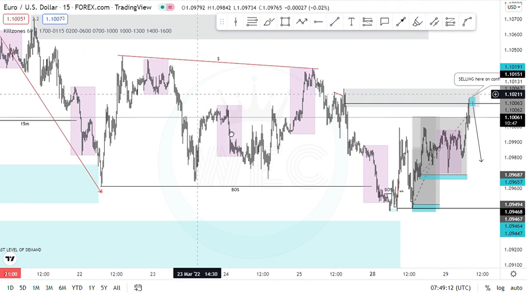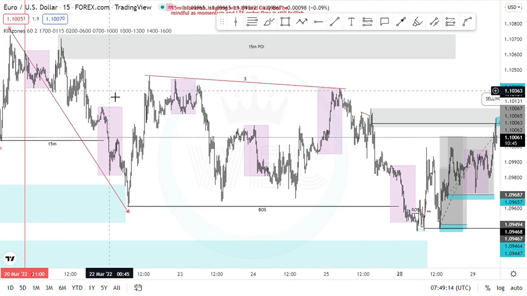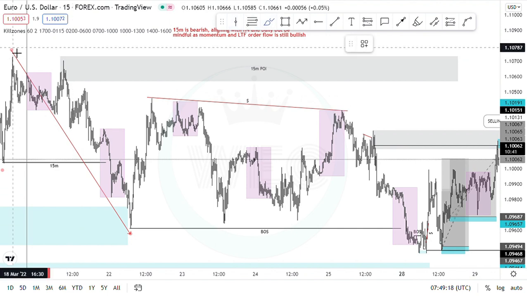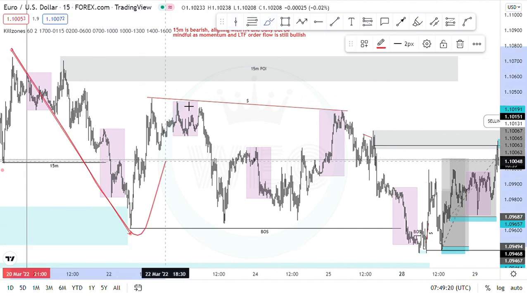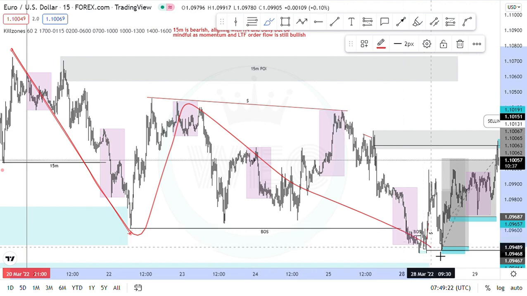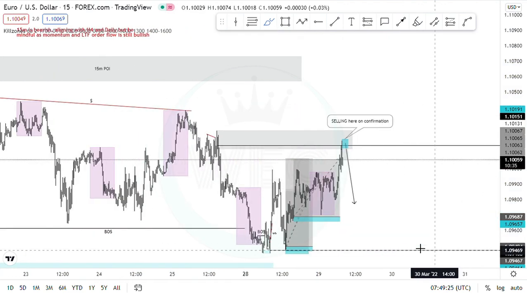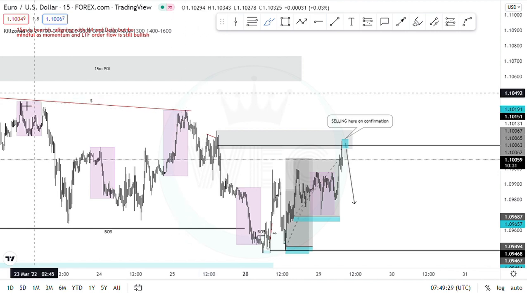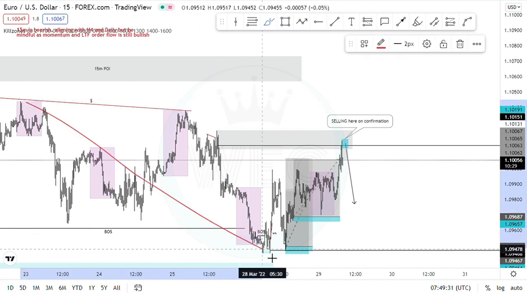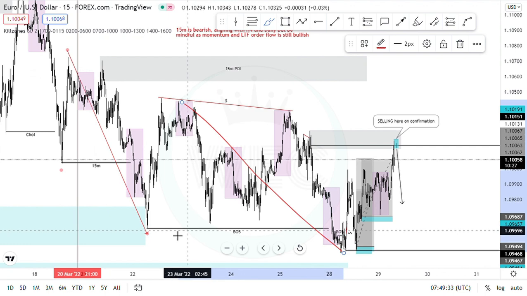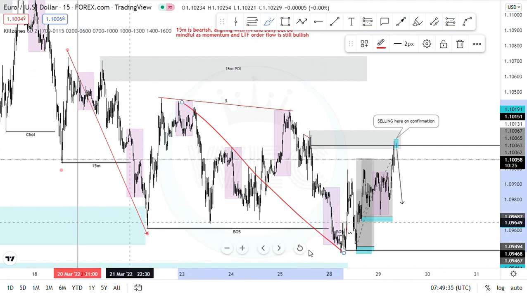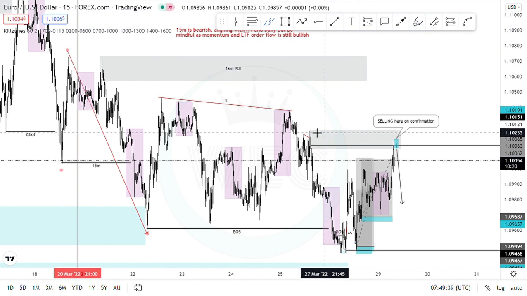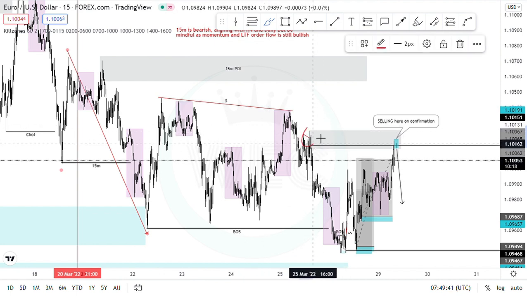Okay, so always market structure first. What I saw is that the 15-minute was making lower highs and lower lows. My recent 15-minute swing was from here to this place. You can see that I've specified my break of structure over here. Great. So I just marked my point of interest over here.